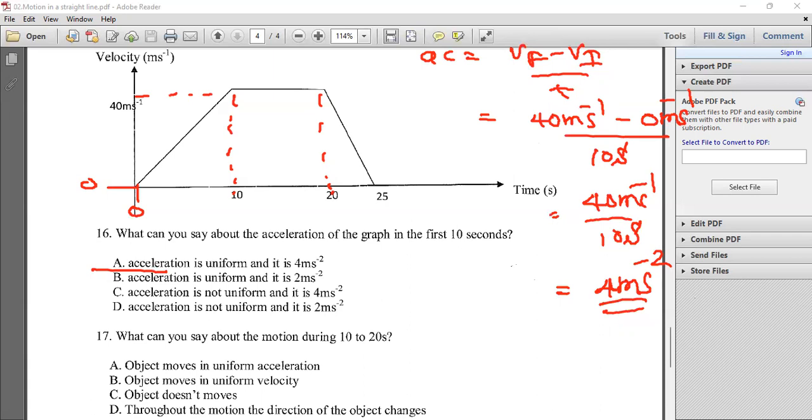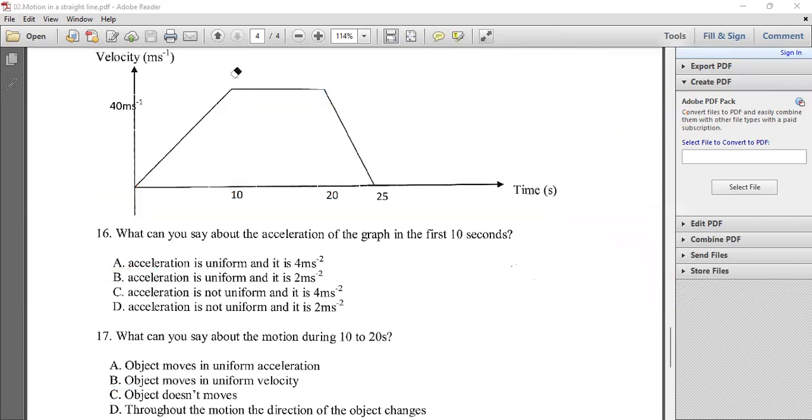What can you say about the motion of the object during the 10th second to the 20th second? So see here, at the 10th second, the object's velocity is 40 ms minus 1. At the 20th second also the object's velocity is 40 ms minus 1. So during the time from the 10th second to the 20th second, the object has the same velocity, which means the object is traveling at a uniform velocity, right?